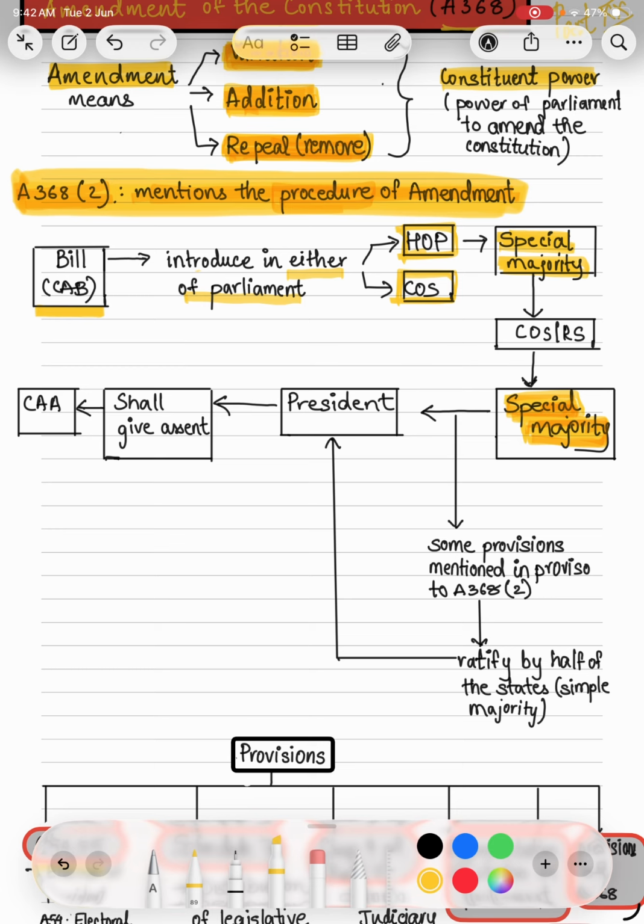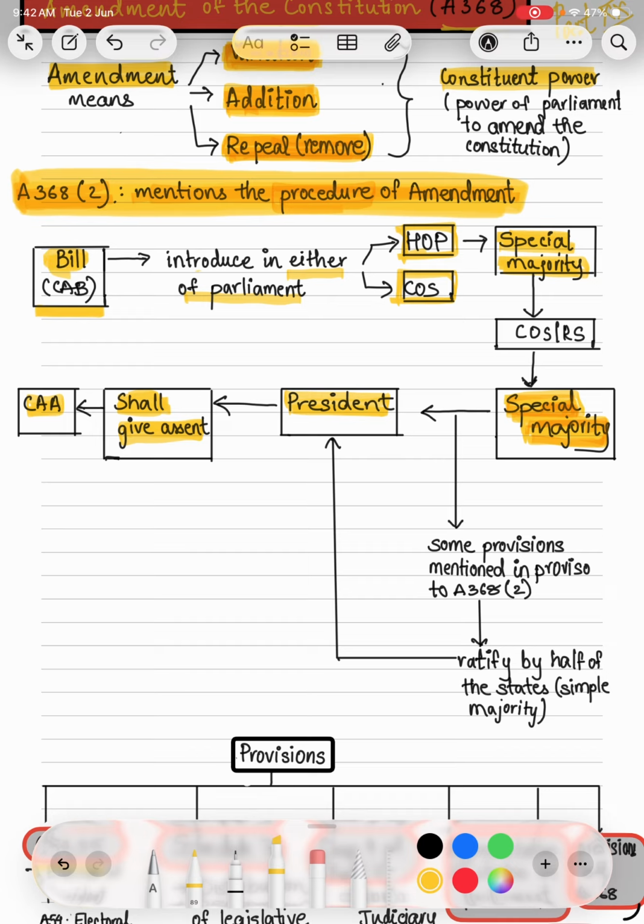If both the houses pass the bill with special majority and also in the same version, then it is passed by both the houses, and then it goes to the president who shall give assent. He doesn't have any choice, but he should give assent to the bill. Okay, and then it becomes a constitutional amendment act. This is how a bill becomes an act.